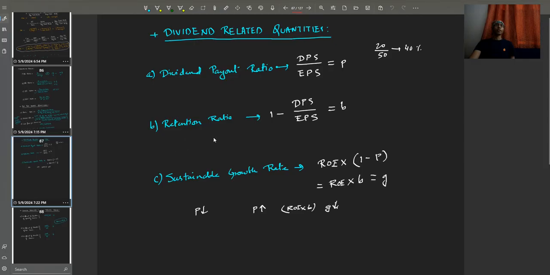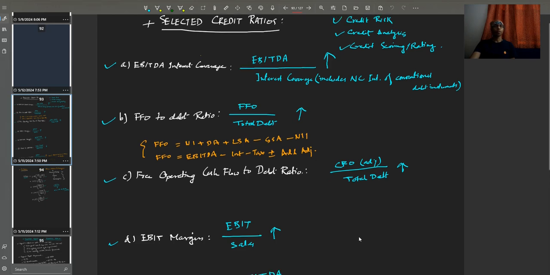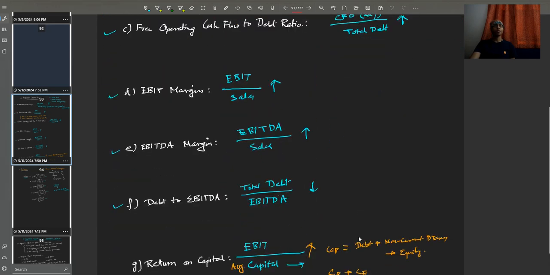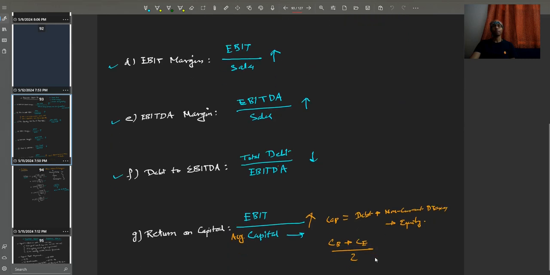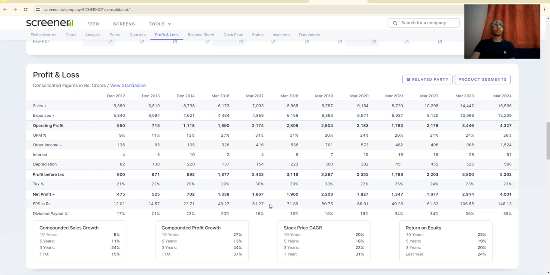Dividend payout ratio, retention ratio, sustainable growth ratio. We just looked at that, right? We will now do a few credit ratios. EBITDA interest coverage, fund from operation to debt ratio, free operating cash flow to debt ratio, EBIT margin, EBITDA margin, debt to EBITDA, return on capital. So first is EBITDA to interest coverage.